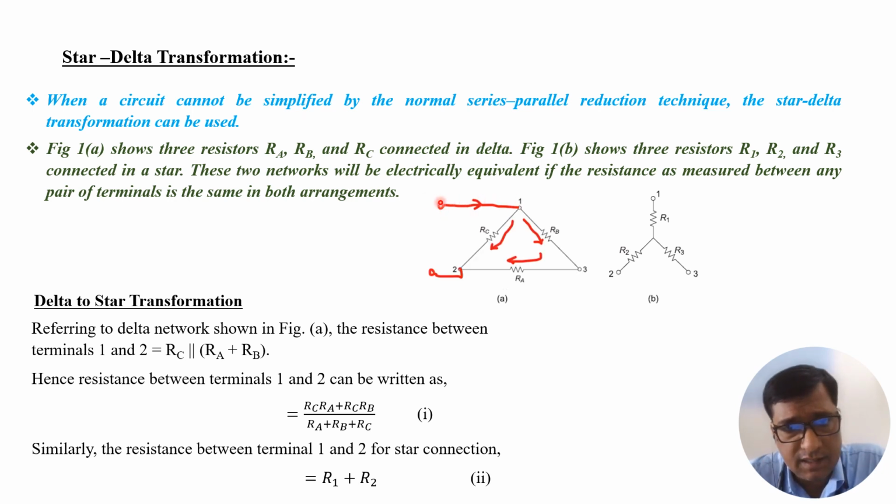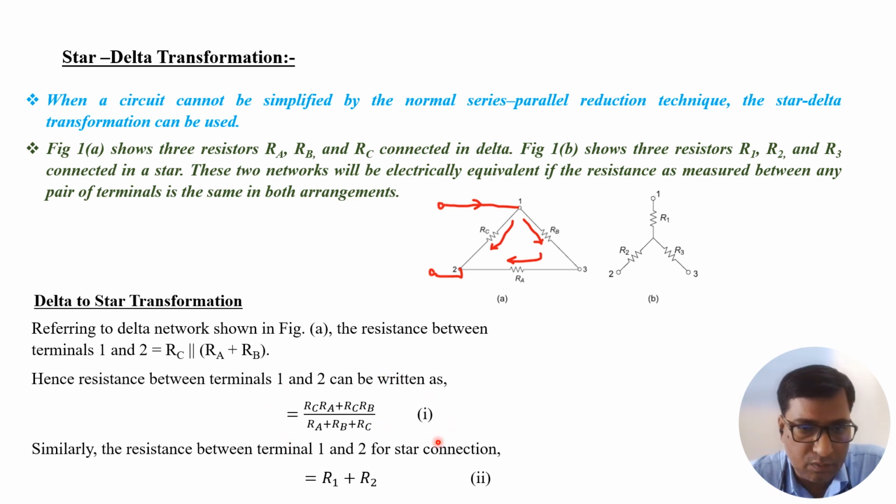For that, we consider that the current is entering at point 1, and at point 1 it has two paths, meaning some part of the current will travel through the path RC, and some part of the current will flow through the RA and RB path. As the current in RB and RA is the same, these two are in series, so they can be simply added, while the current in RC and this series combination is different, hence they are in parallel. Hence the equivalent resistance between terminal pair 1 and 2 can be written as RC parallel to RA plus RB, and this can be solved by the method R1 into R2 upon R1 plus R2. So here is the value for terminal pair 1 and 2 for delta.